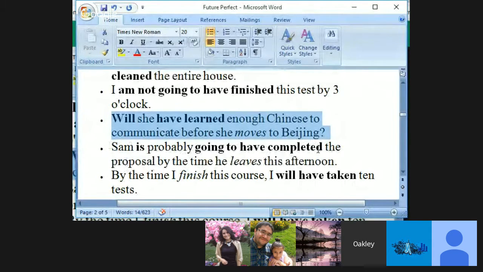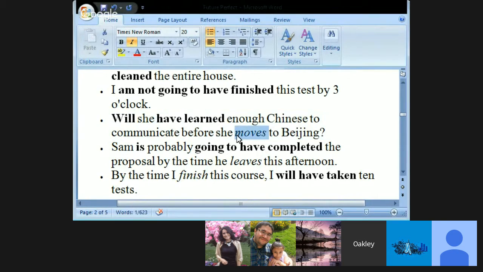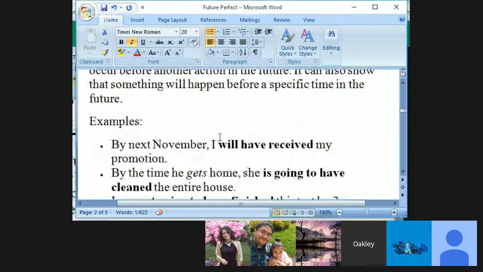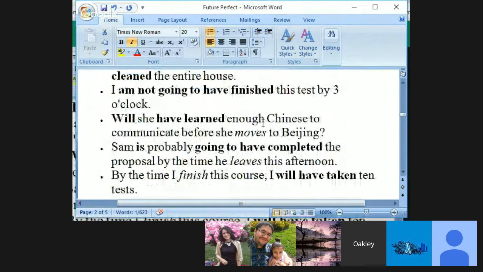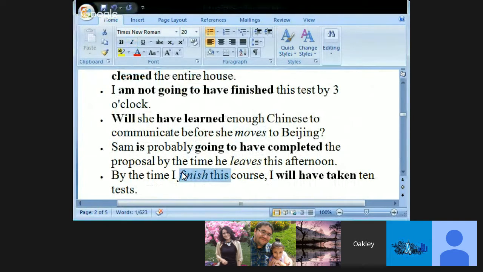Okay, Sam is probably going to have completed the proposal by the time he leaves this afternoon. Please take note of our little purple X's, when it's an action. He gets home. Notice the main verb. The verb is in italics. He gets home. She moves to Beijing. He leaves this afternoon. I finish this course. Notice that they are all in the simple present tense.